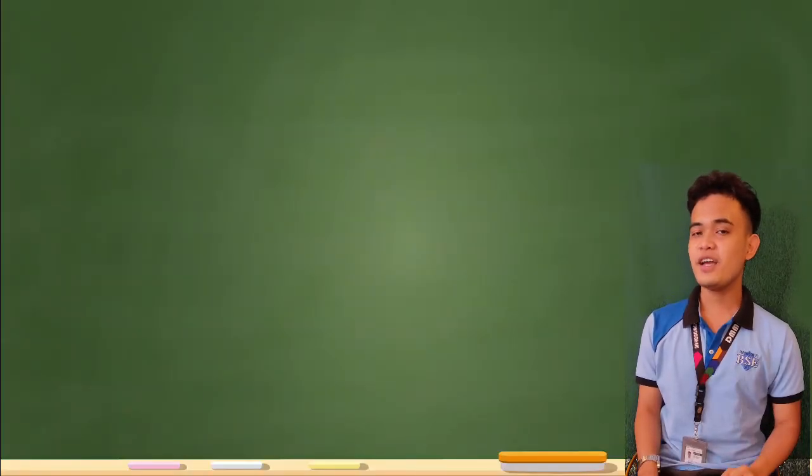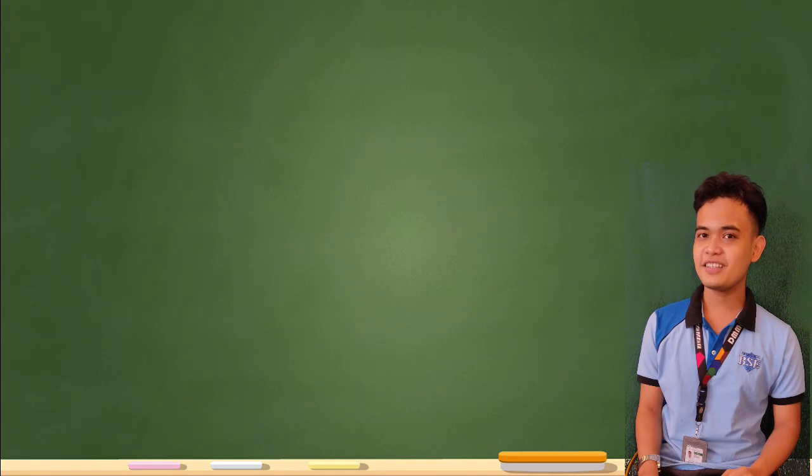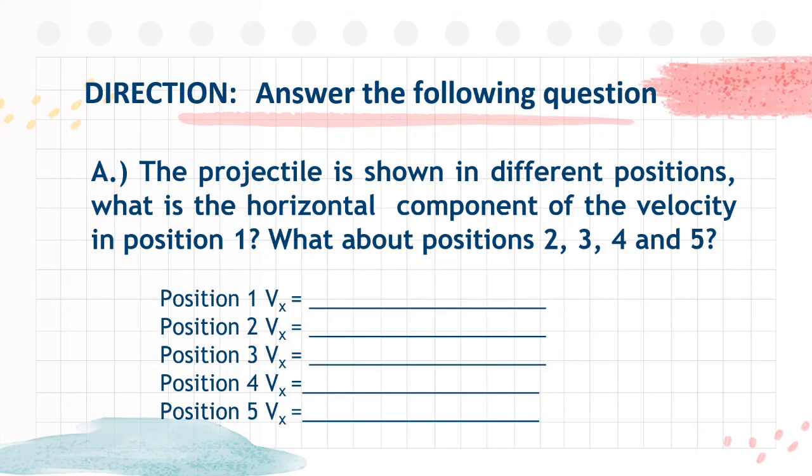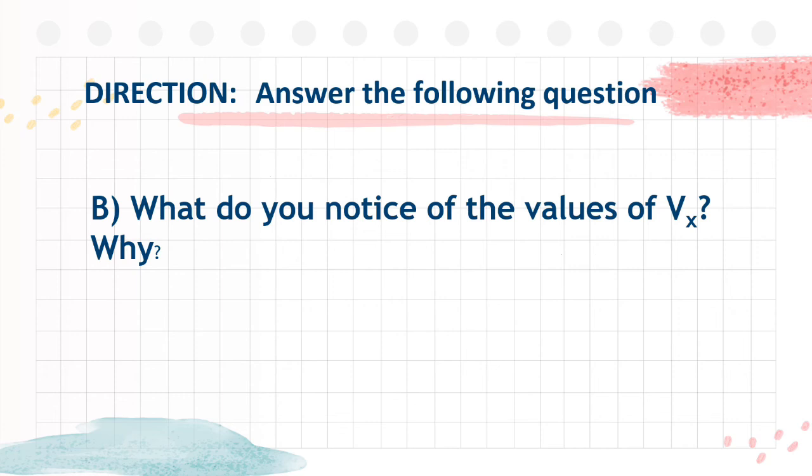To test if you fully understood the lesson, let's have this activity. Activity number 3. Direction: answer the following questions. Please refer to the given in the problem we just discussed in our example. The projectile is shown in different positions. A. What is the horizontal component of the velocity in position 1? What about positions 2, 3, 4, and 5? B. What do you notice about the values of v sub x and why?